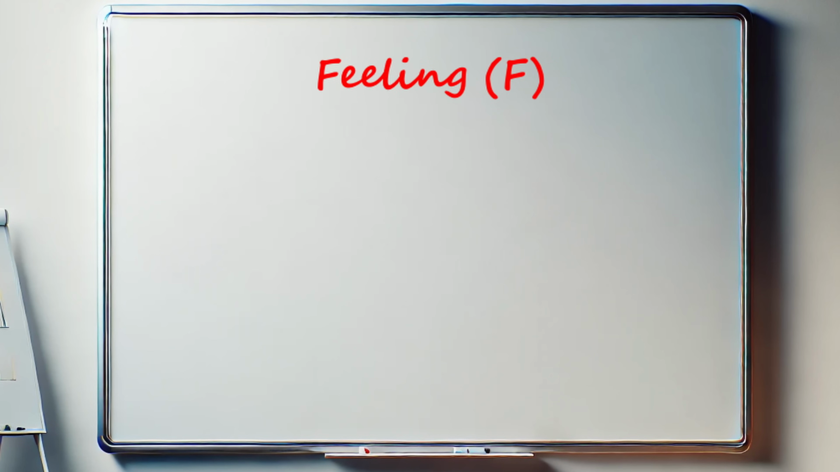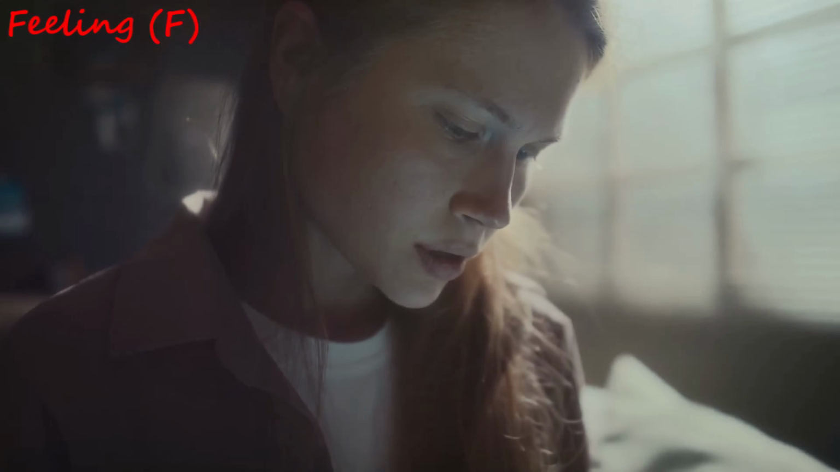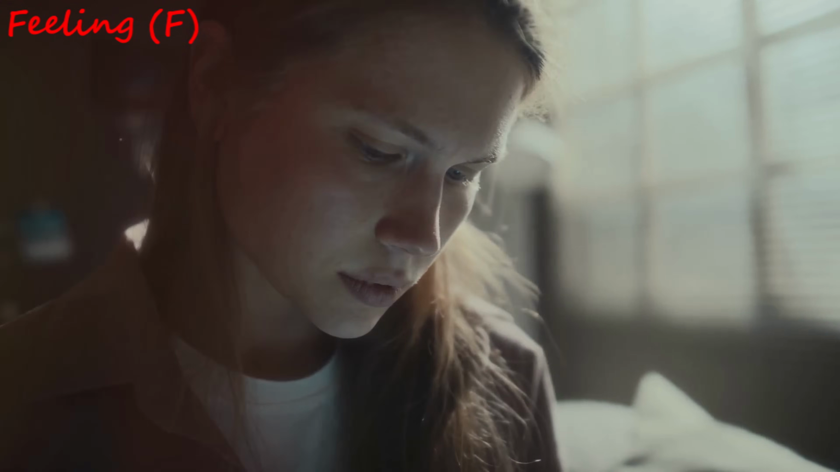Feeling, as described by Jung and matches up with our current scientific understanding, is the cognitive domain of emotions, values, and sentimentalism. It's the cognitive lens through which your brain assigns value. On the most basic level, good emotions, this is wanted, bad emotions, that is not wanted.